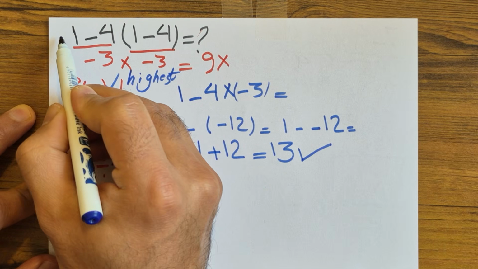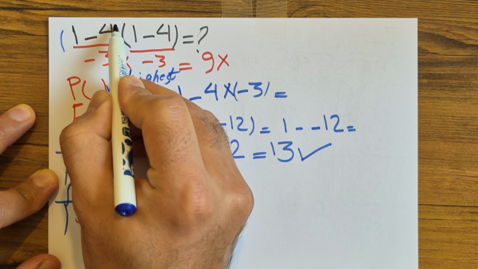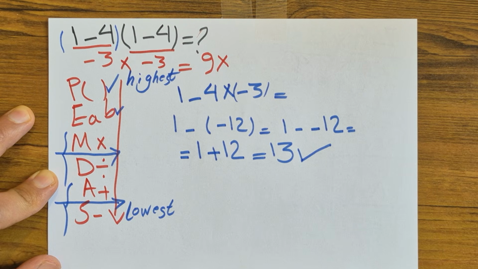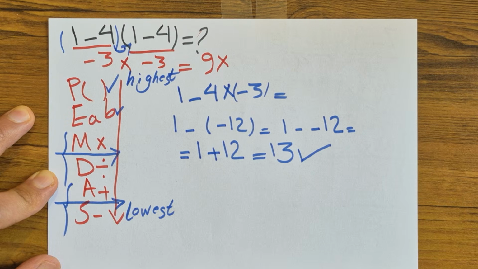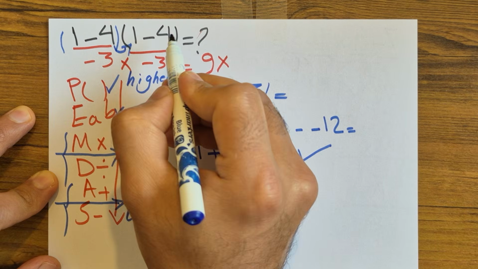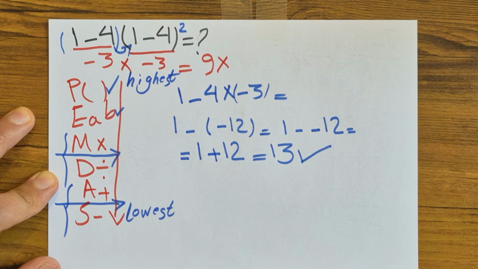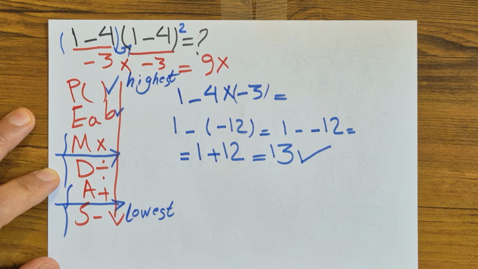You fell for an optical illusion. You thought 1 minus 4 was also inside the parentheses. In reality, it was not. The 4 was paired to this. So what would the answer be maybe for your homework if 1 minus 4 inside the parentheses was a square?